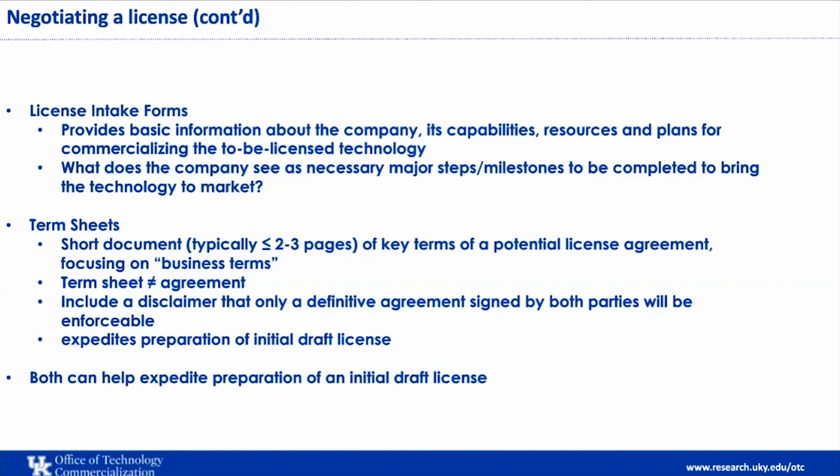The second document is a term sheet, and probably most of you are somewhat familiar, or you've heard of term sheets. They're simple 2-3 page documents of key financial terms, typically. The term sheet is not the same as an agreement, and in fact, we always want to include a disclaimer to make clear that only a definitive agreement signed by authorized representatives of the university and the company would be a binding agreement. And so both of these documents, as mentioned, can really help expedite preparing that initial draft of the license document.